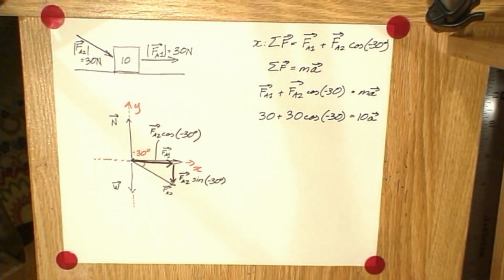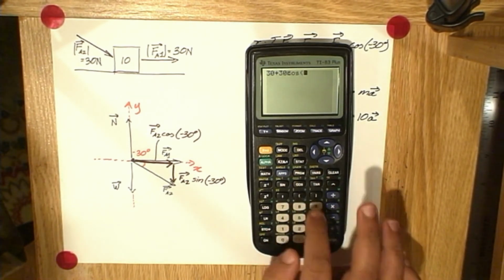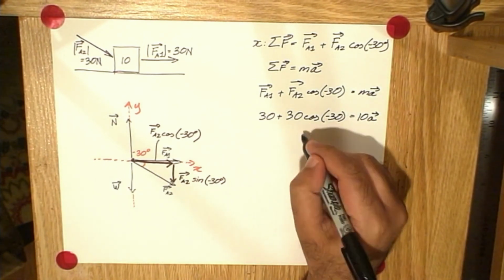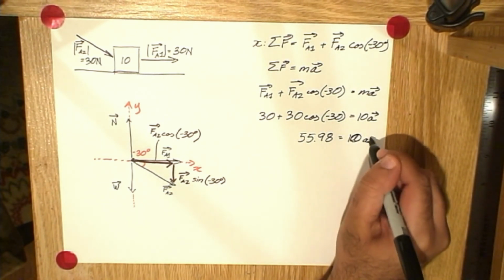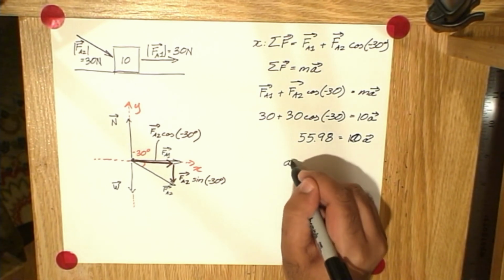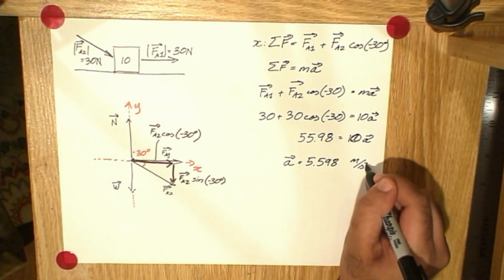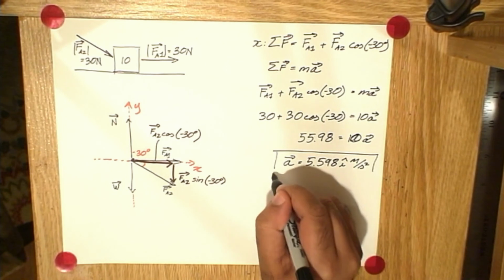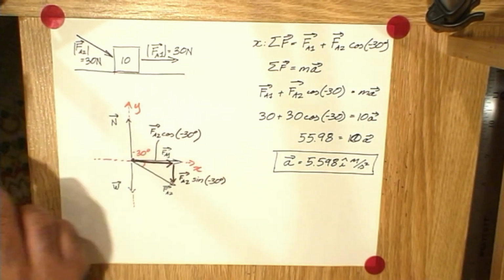So let's go ahead and solve this out. 30 plus 30 cos 30 gives us 55.98. And when I divide both sides by 10, I get an acceleration of 5.598 meters per second squared. And because this acceleration is in x, I can say i hat. So that is our solution. That is the acceleration of the box as it is pushed by these two forces.